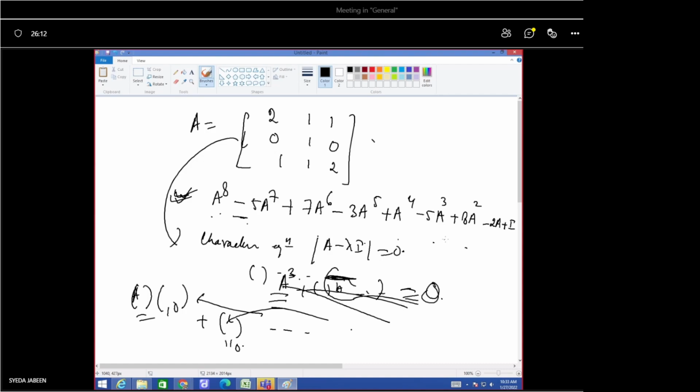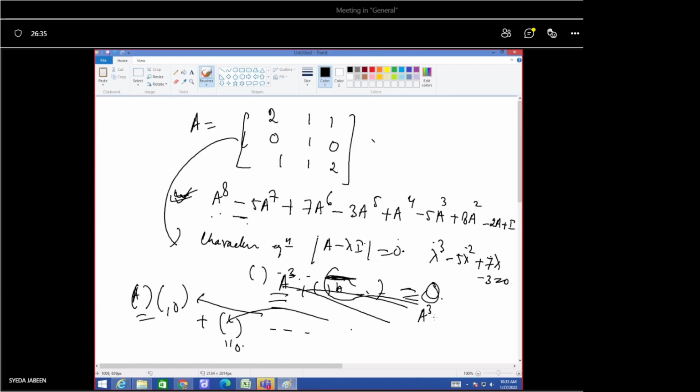हाँ, अब ये बताओ ये वाला कितना आ रहा है? Lambda cube minus 5 lambda square plus 7 lambda plus 8 lambda minus 3, that is 7 lambda minus 3. Yes, right. So now whatever lambda will be replaced by the matrix.